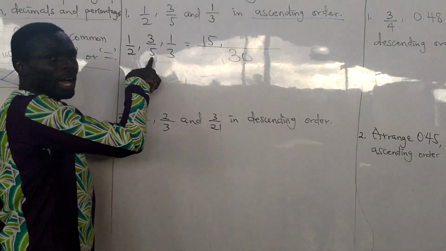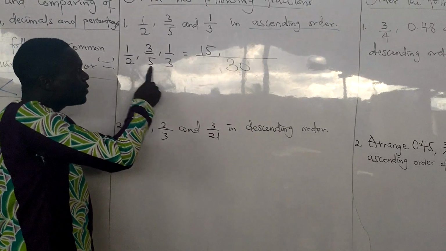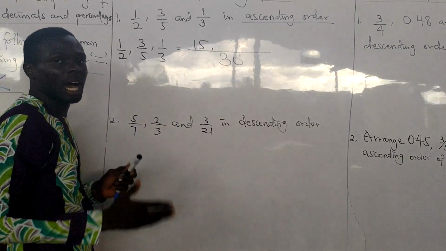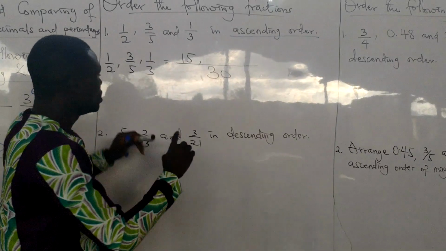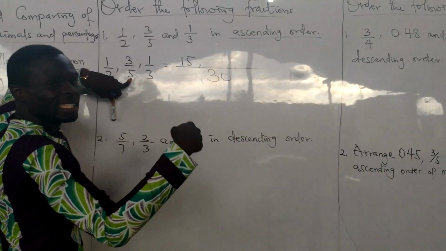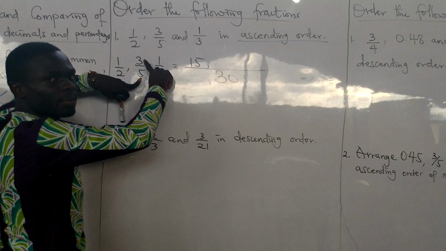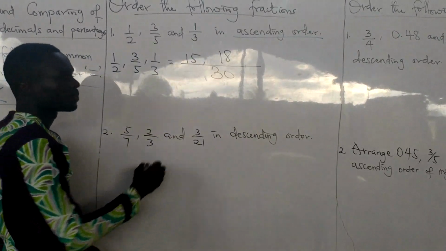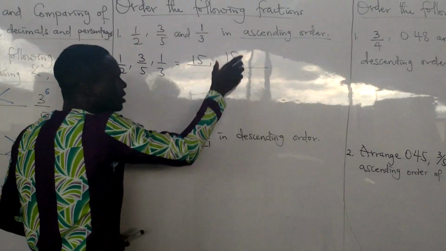Then you come to the second fraction. Locate the denominator. Ask yourself, 5 will go into 30 how many times? 5 will go into 30 6 times. So we are going to use the 6 to multiply the numerator 3. And 6 times 3 will give us 18. Which means the 3 over 5 is now 18 over 30.